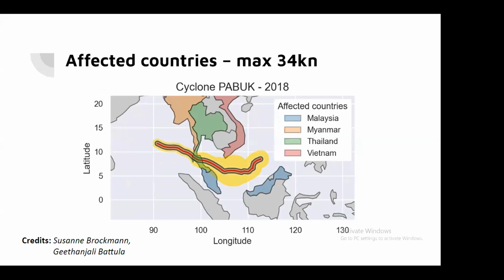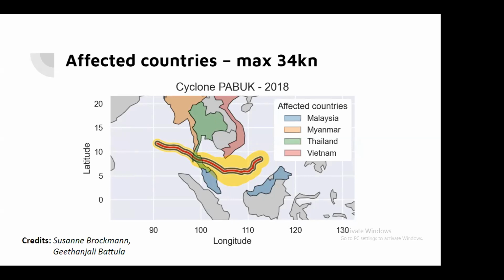Look at which countries are really affected by the cyclone. So basically, the center path was just crossing through Thailand, but actually the cyclone was affecting people living in 4 countries: Malaysia, Myanmar, Thailand, and Vietnam. And the first approach would be, okay, we hit Thailand, we take into consideration the whole population of Thailand, which wouldn't be somehow adequate.